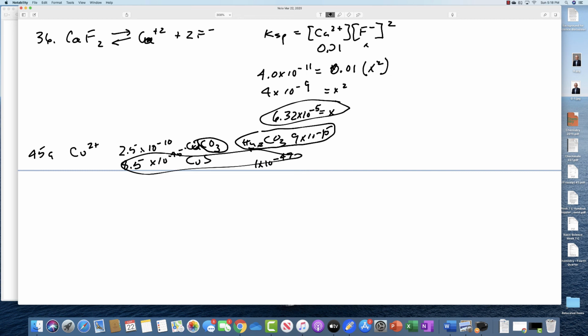The last one is number 47. It says the solution contains 1 times 10 to the minus 2 molar KI and 0.1 mole of KCl per liter, which is 0.1 molar. AgNO3 is gradually added to the solution. Which forms first, solid AgI or solid AgCl? All you have to do again is look in the table and see which one has the lowest solubility constant, and that's the one that'll form first.